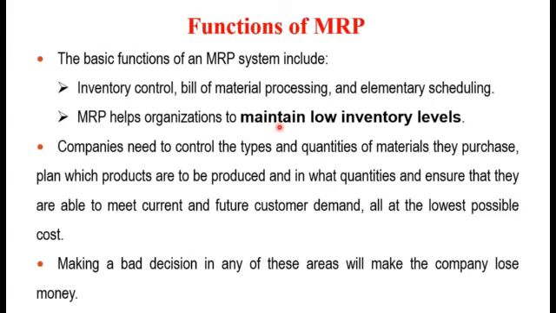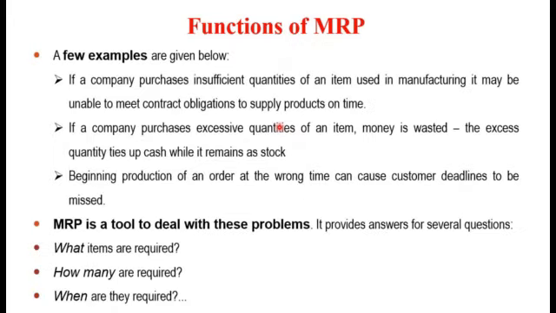Material requirements planning helps produce these components at the lowest possible cost by reducing inventory control cost through scheduling. Again, we can reduce production or delay time, and by controlling logistics we can reduce cost. Ultimately, we can manufacture components at the lowest possible cost. Making a bad decision in any of these areas will make a company lose money. We will see examples of this.